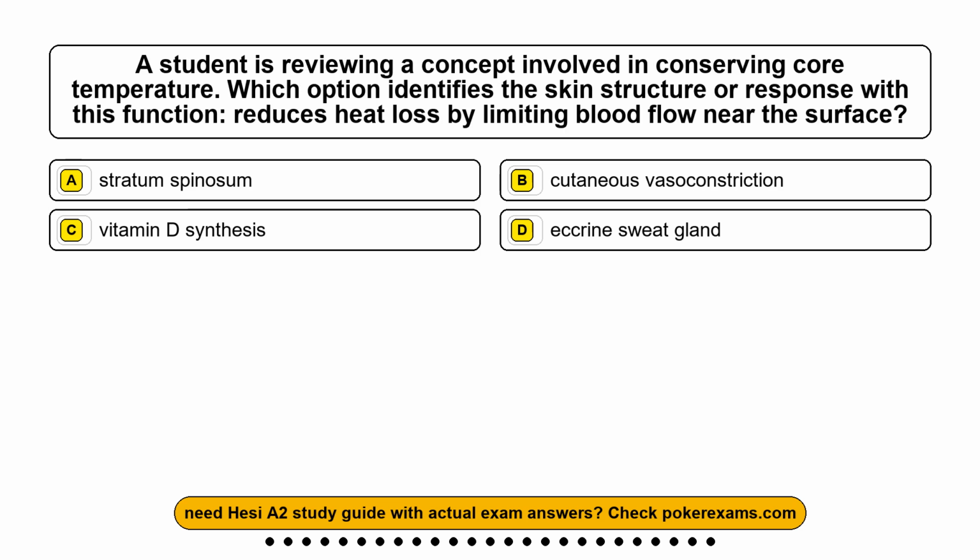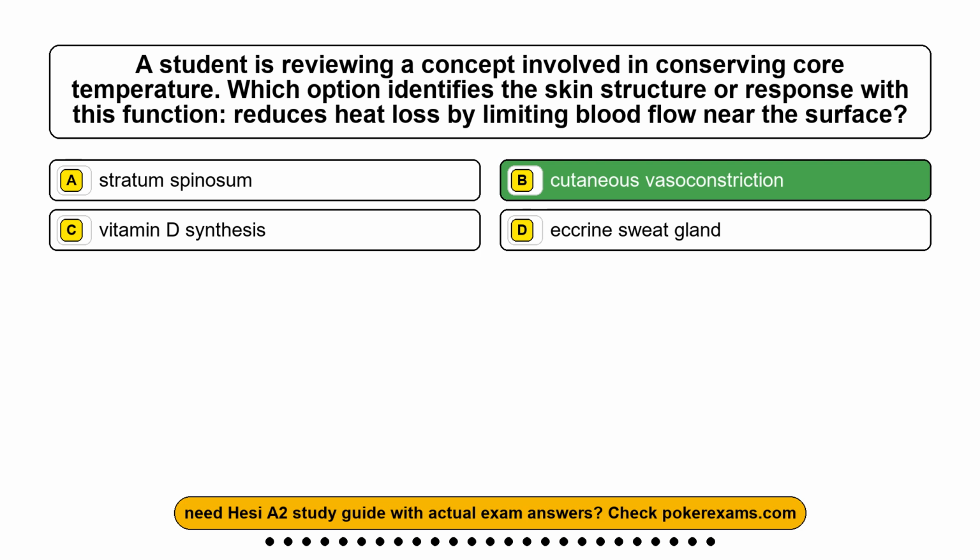Question 8. A student is reviewing a concept involved in conserving core temperature. Which option identifies the skin structure or response with this function? Reduces heat loss by limiting blood flow near the surface. Option A. Stratum spinosum. Option B. Cutaneous vasoconstriction. Option C. Vitamin D synthesis. Option D. Eccrine sweat gland. The correct answer is option B.